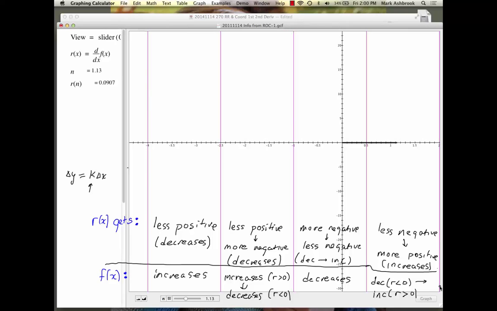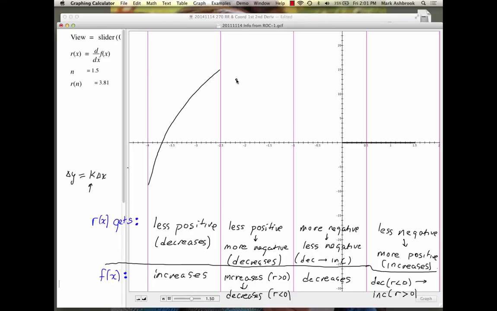Okay, the next thing we're going to do. Let's talk about what the function looks like. So for the accumulation function, in this first section, we said that the rate is getting less positive and the accumulation is increasing. Can you draw it with your finger? What will that look like? Accumulation is increasing, but the rate is decreasing. Something like that.